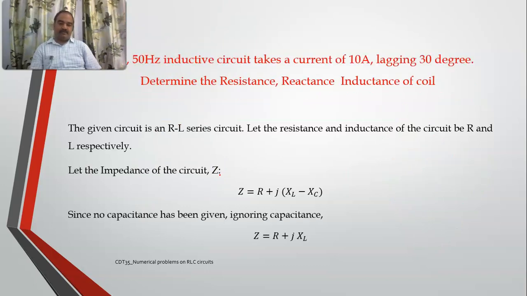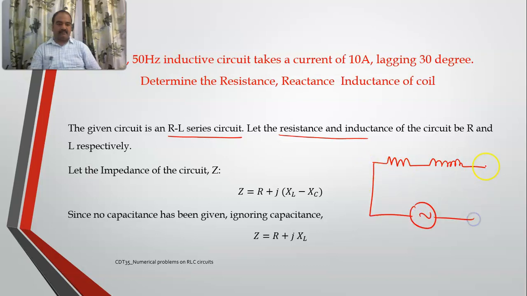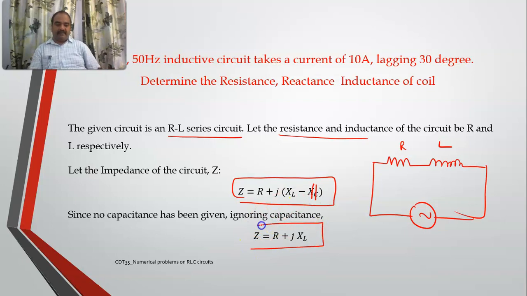If you see, the given circuit is an RL series circuit, and I have taken resistance and inductance as R and L. So what is the impedance of this one? Normally the generalized impedance formula is this one, but here I don't have any capacitance, so I'll remove that term. So my impedance after ignoring the capacitance is this expression, where XL is equal to 2 pi FL, or I can write it as omega L.